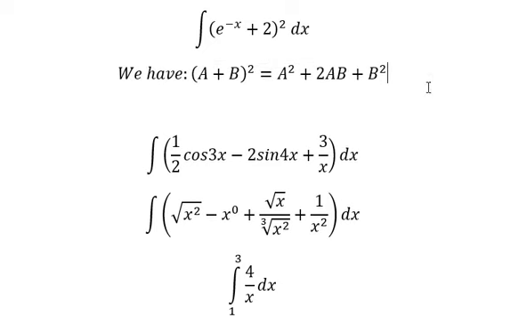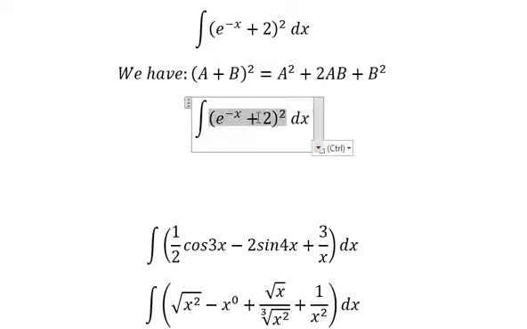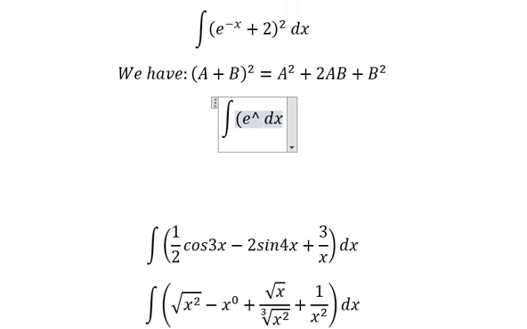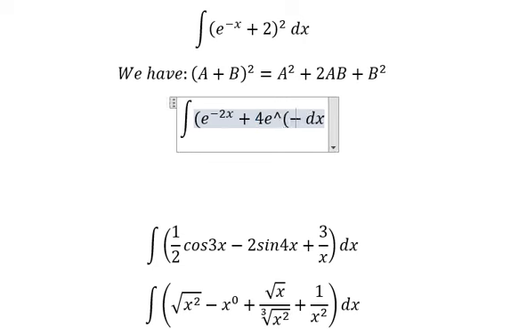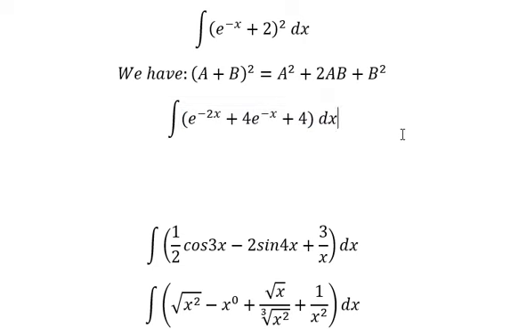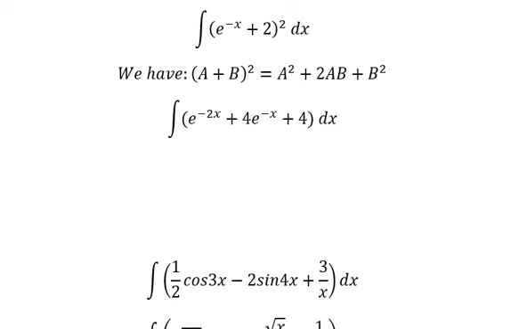And this one, we got e to the power of negative 2x. The next one, that is 4e to the power of negative x. The next one we have number 4. So we have the formula in here.